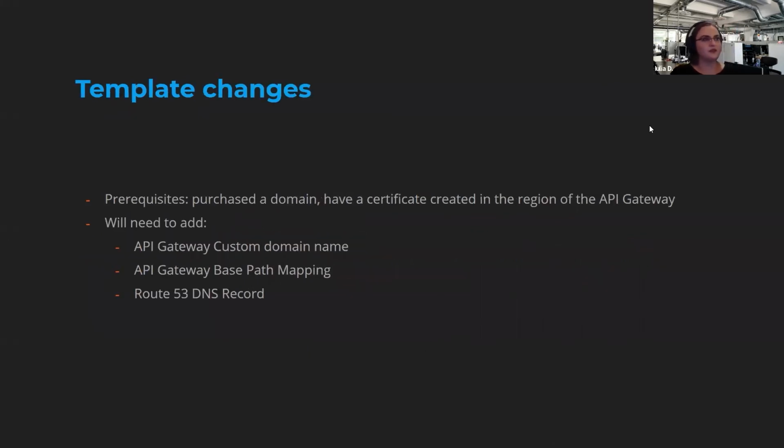Okay, and for that you might be asking, okay, but what do I need to do this in my template? Well, of course, we're going to have a couple of prerequisites. One is, of course, having a purchased domain, and the other is to have a certificate for your particular domain. And we're going to need to have one created in the same region as our API gateway.